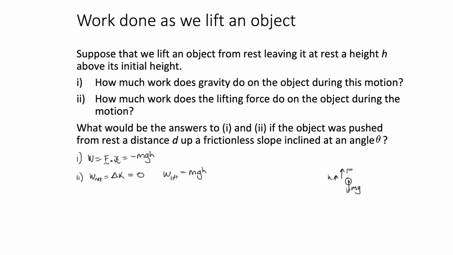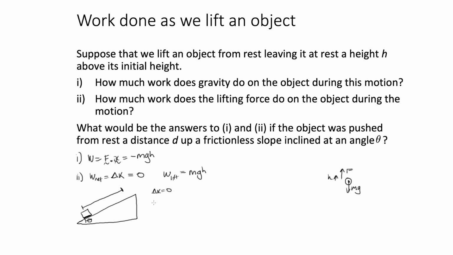Now next it says, what would be the answers to 1 and 2 if the object was pushed from rest to distance d up a frictionless slope inclined at an angle theta? Okay, so in this case we've now got an angle theta like this. We've got our object, we're ignoring friction, and it's being pushed up a distance d like this. So if it's pushed up from rest and ends at rest, then once again the change in kinetic energy is equal to 0.